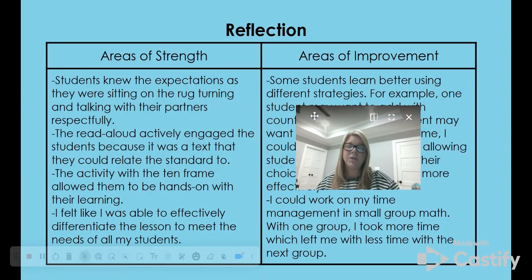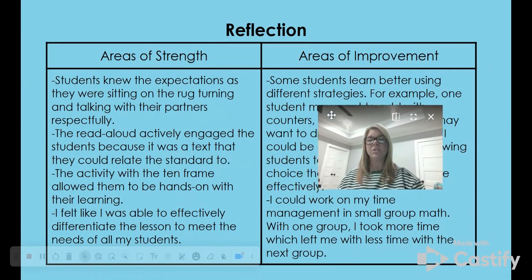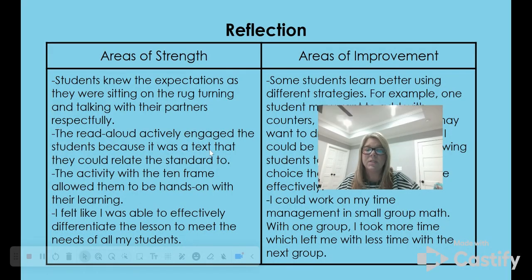Reflection. Areas of strength. Students knew the expectations as they were sitting on the rug, turning and talking with their partners respectfully. The read aloud actively engaged the students because it was a text that they could relate the standard to. The activity with the 10 frame allowed them to be hands-on with their learning. I felt like I was able to effectively differentiate the lesson to meet the needs of all of my students.